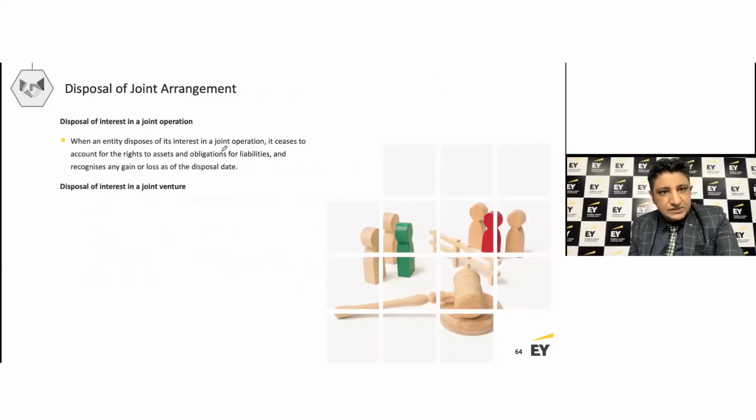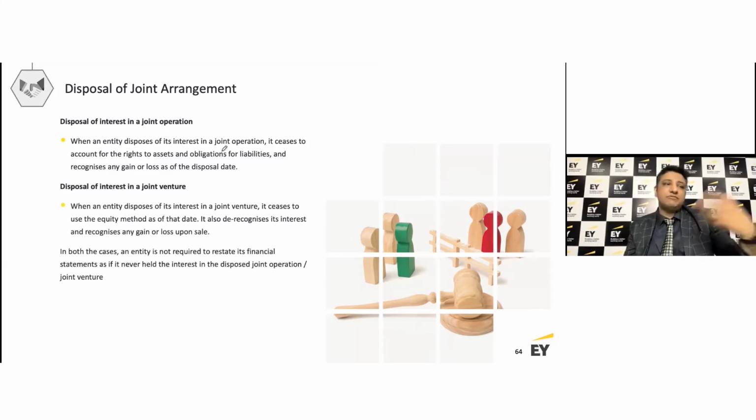Disposals: if you sell something, then you de-recognize everything, of course. It is as good as a sale of a subsidiary in case it's a joint operation. So you de-recognize everything from your books, and whatever the gain or loss is, you recognize that amount in your books as well. As far as a joint venture is concerned, it's a disposal of an investment in an associate from the accounting perspective. You discontinue the equity method and de-recognize any interest, whatever the value of the investment so far. If you get something more, you show a profit. If you get something less, you show a loss.